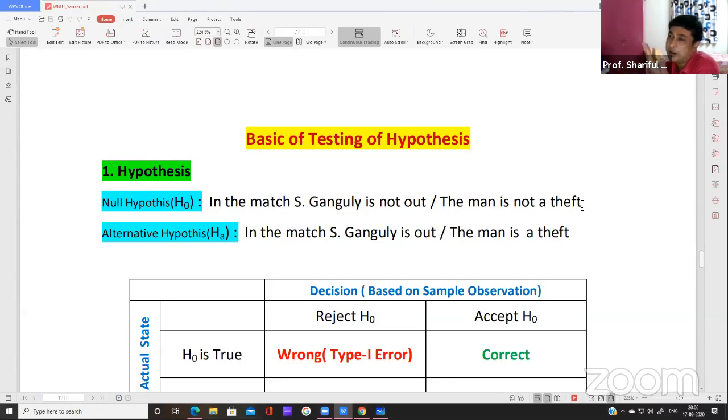So what will the null hypothesis be? No bias should be there. For example, in the first case, he is a player. Why would you give him out? Obviously, he will play. So the null hypothesis is not out. In the judgment system, in case of theft, the null hypothesis is not a thief. What is the alternative? The alternative is just the opposite of this. So in this case, the alternative will be out.